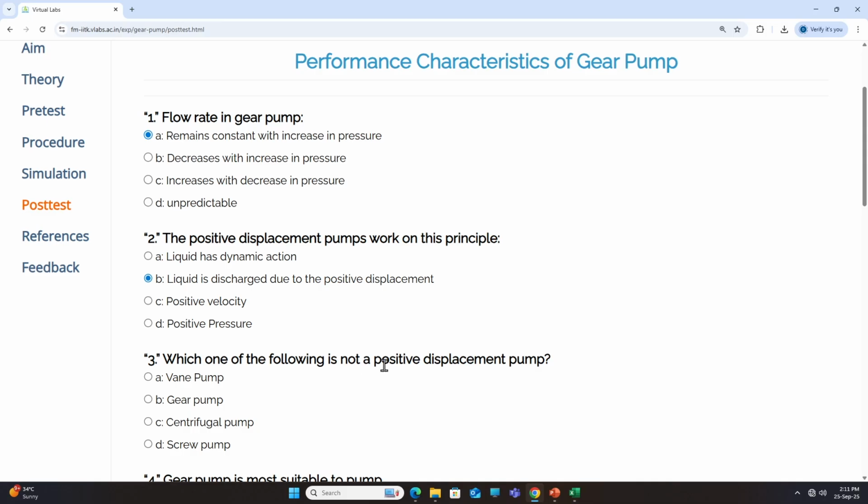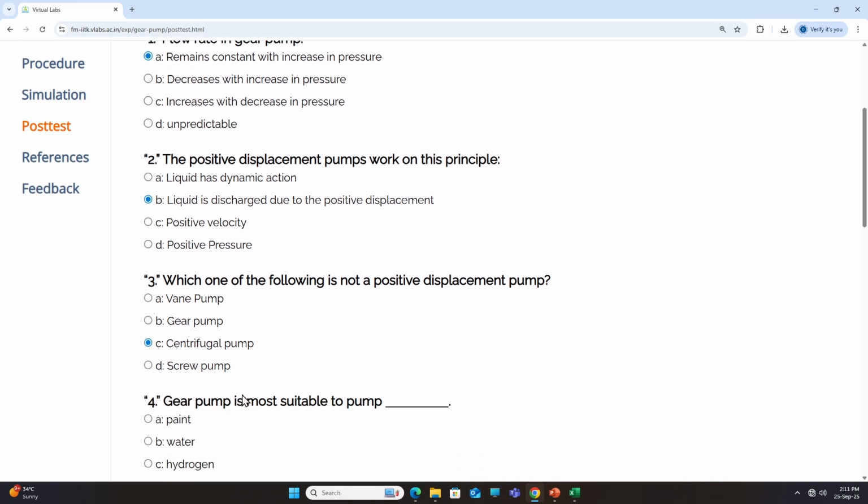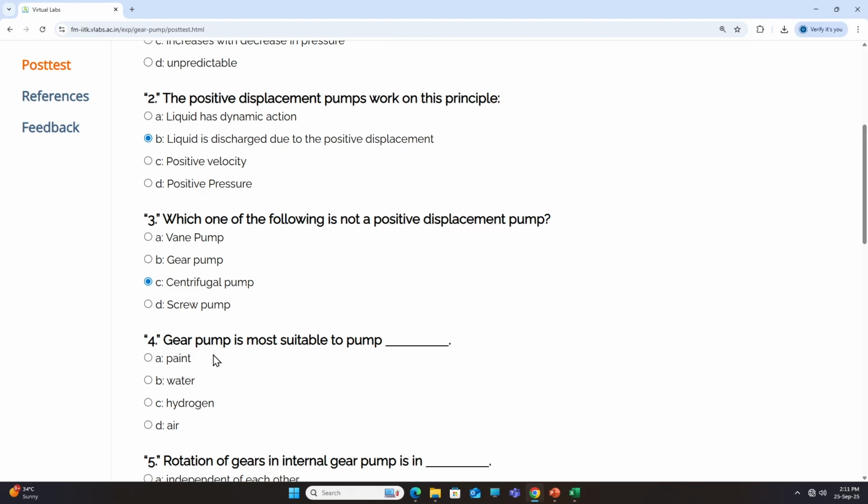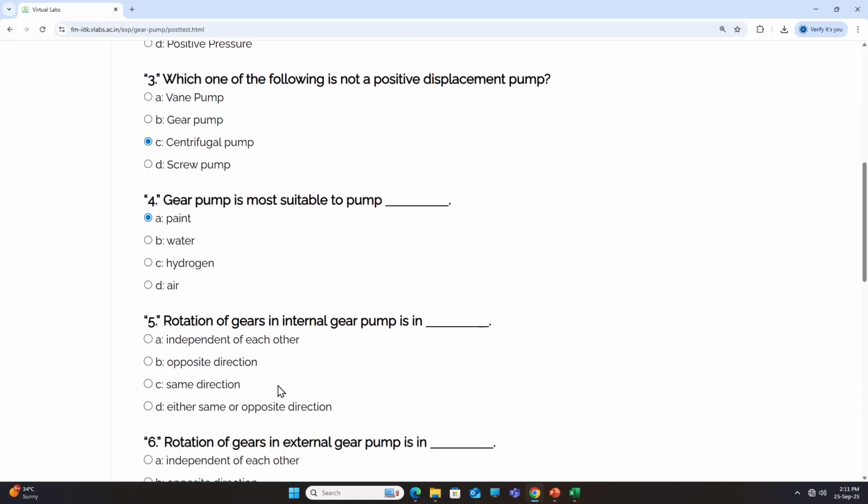Which one of the following is not a positive displacement pump? Vane pump, gear pump, centrifugal pump, screw pump. Centrifugal pump is not a positive displacement pump. Then next question is, gear pump is more suitable to pump. It is more suitable to pump viscous fluids amongst air, hydrogen, water and paint. Paint is the most viscous fluid.